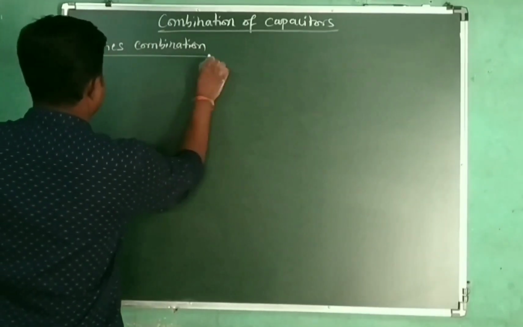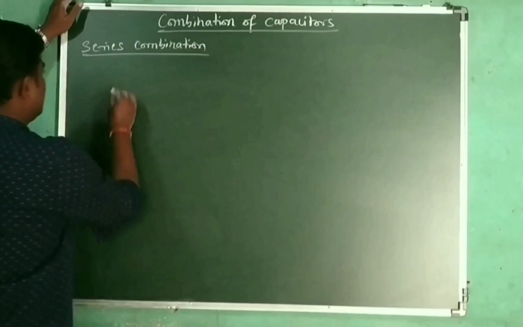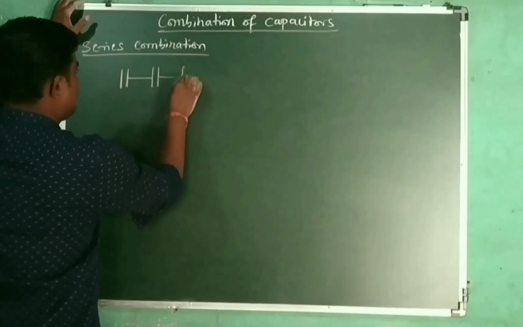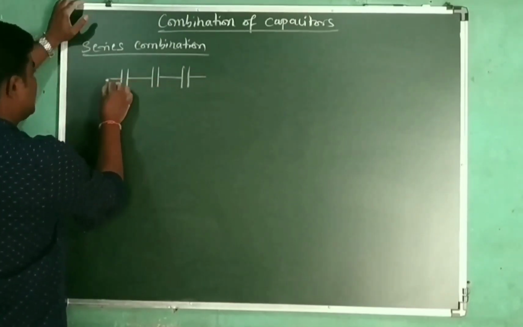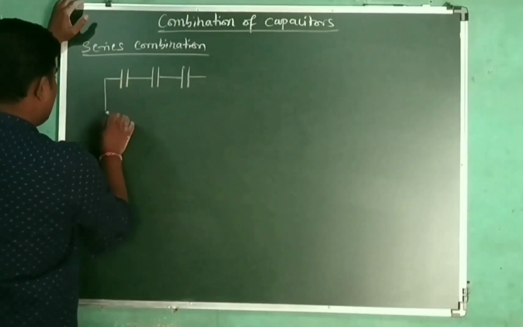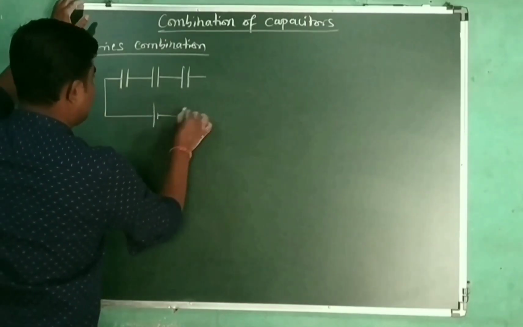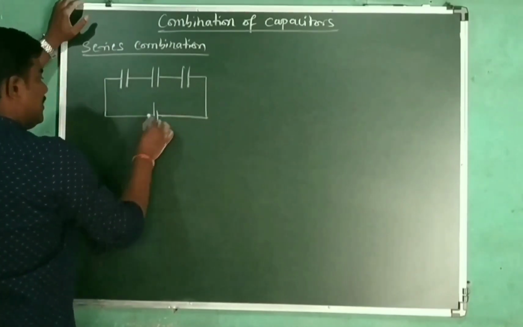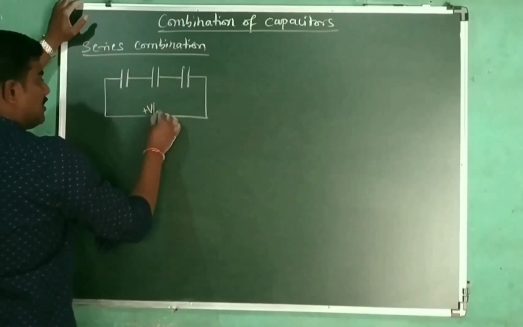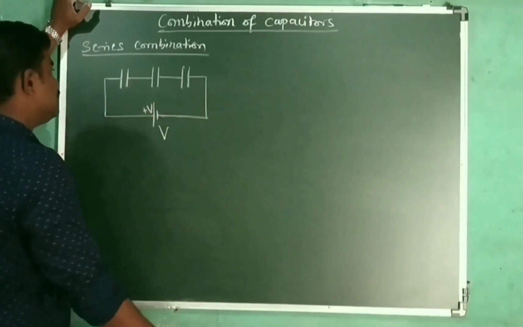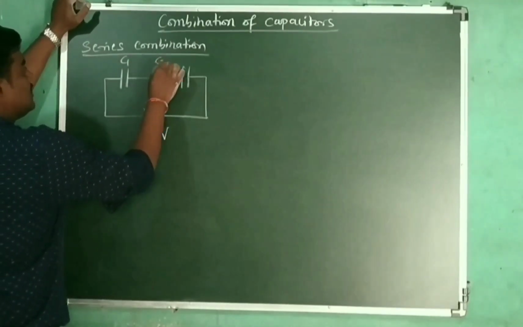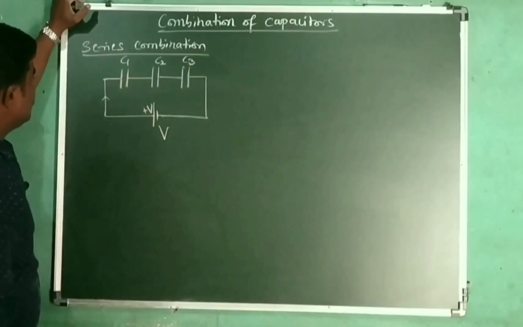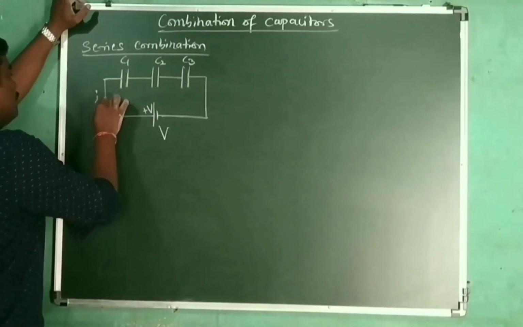See here, let us consider three capacitors, and these three capacitors are connected to a battery or an EMF having potential difference of V. It means the positive terminal is having potential V, and the negative terminal is having 0. Let us call these capacitors C1, C2 and C3. Let I current flow through the circuit.